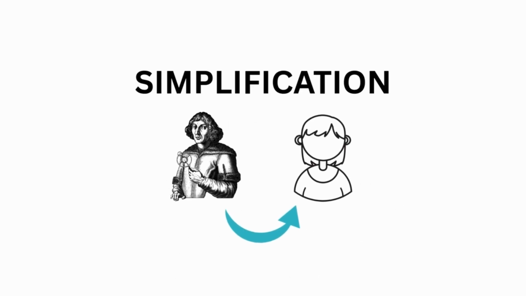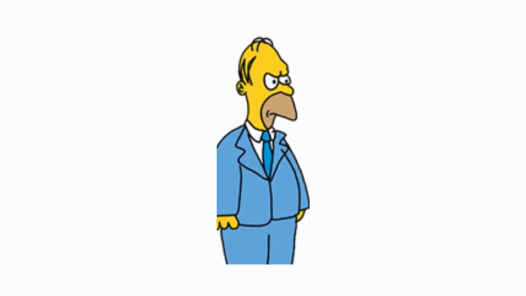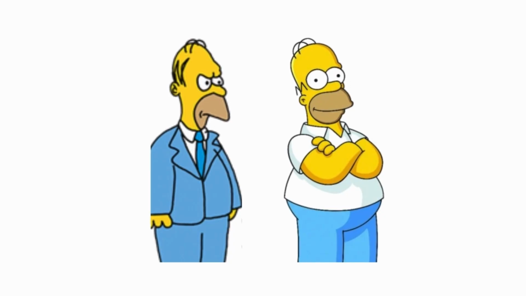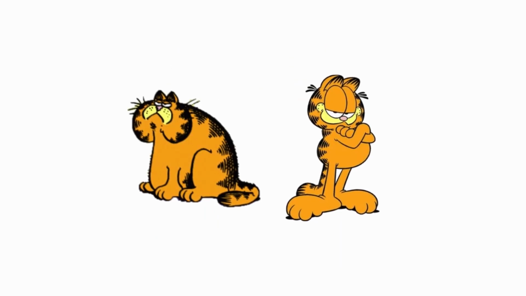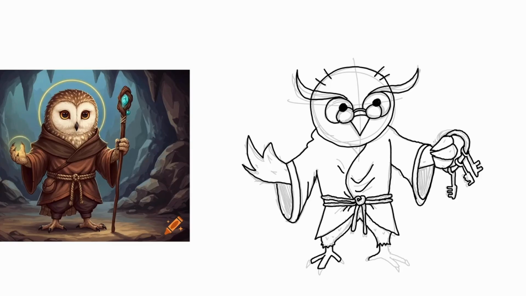Step 2. Simplification. You probably remember Homer Simpson looking like this, and now he looks like this. Or Garfield looking like this, but now he looks like this. Notice how much simpler the line work is? There's more shape and less detail. It translates directly to quality.